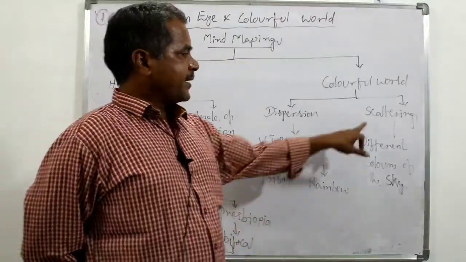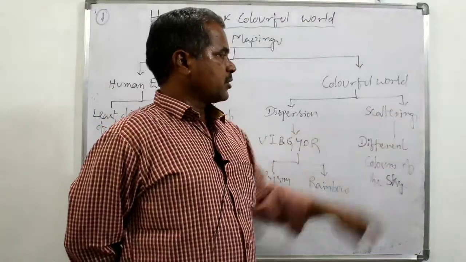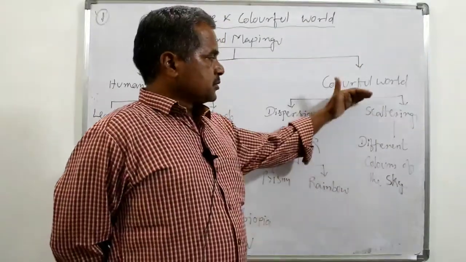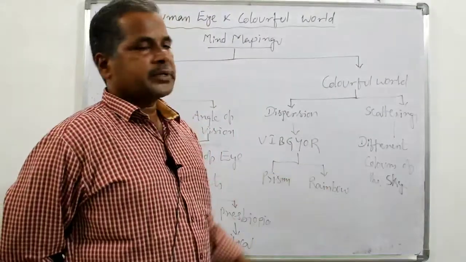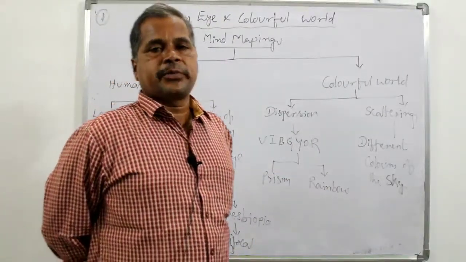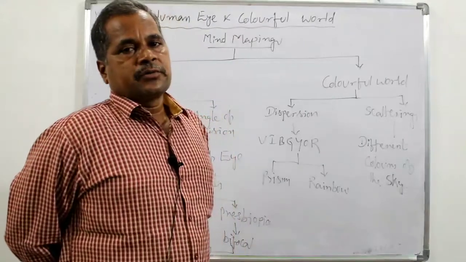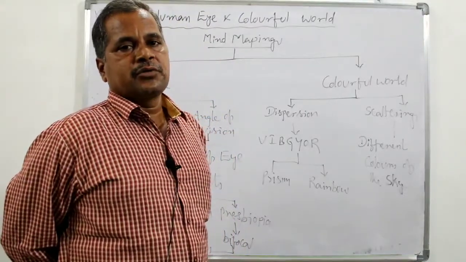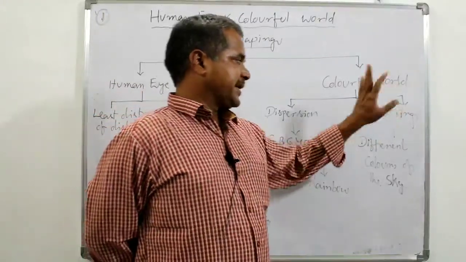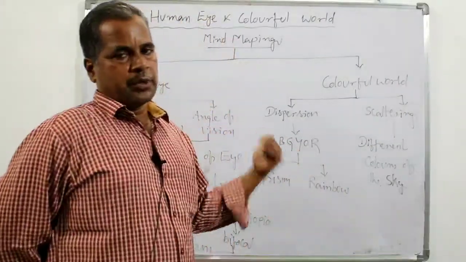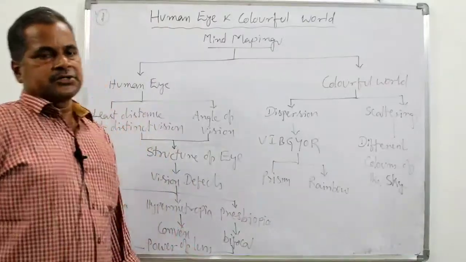Next, scattering. Scattering is also one of the properties of light. Sometimes the sky appears blue, sometimes white, sometimes red. So what is the phenomenon behind those changes of the sky? That is scattering. So these are the main two parts involved in this chapter.